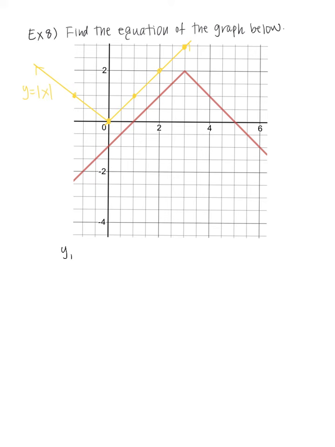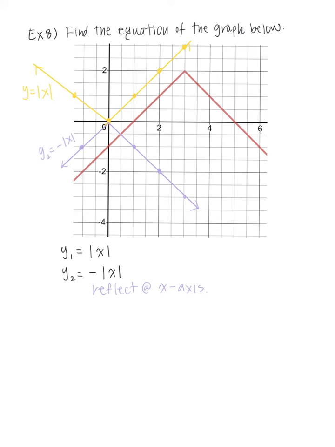So the first function, I'm going to start out with the absolute value of x. Now, if I flip it over, let's just call that y sub 2. I'm going to flip that over so that we're going to have a graph that's looking downward. All right, so here's the graph of y2, which is negative absolute value of x.